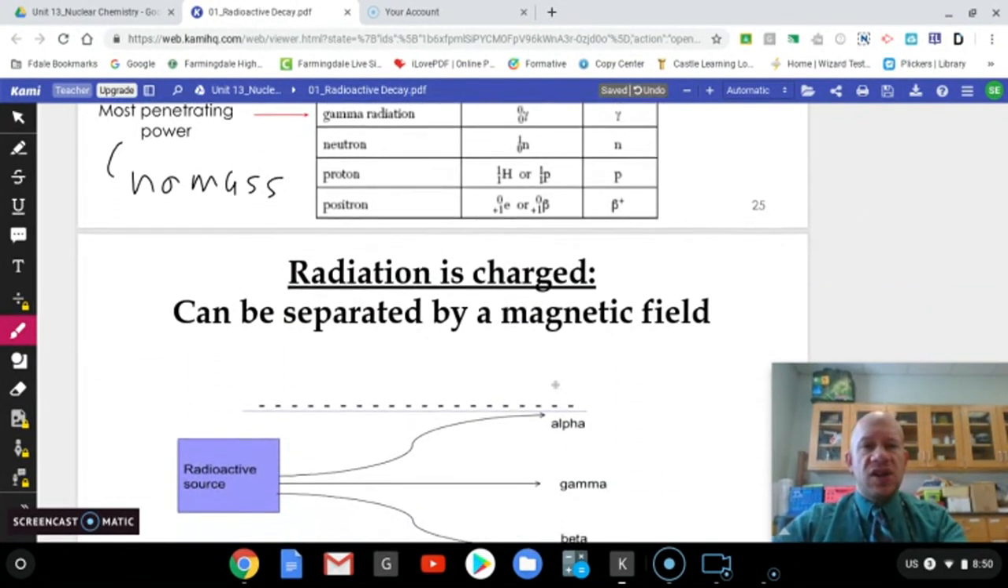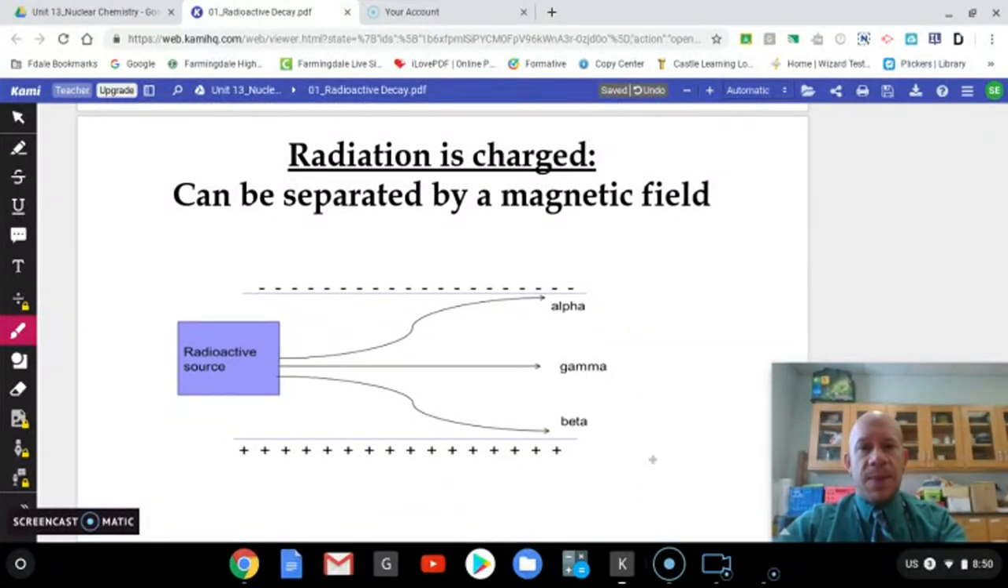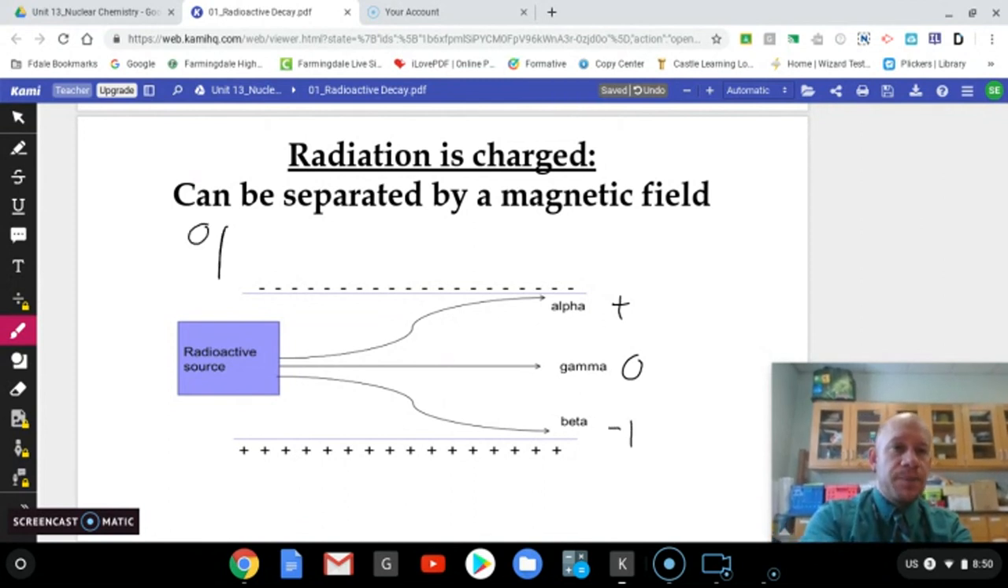So radiation is also charged, and it can be separated by a magnetic field. So alpha particles, because they have a positive charge, will be drawn towards the negative plate. If I had a magnetic plate, gamma particles will go right through because they have no charge, and then beta particles, because they have a negative charge, will be attracted to that positive. So opposites attract.